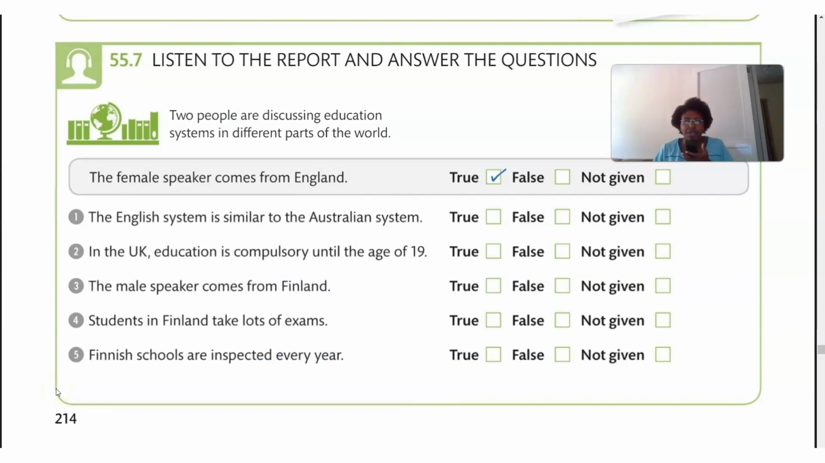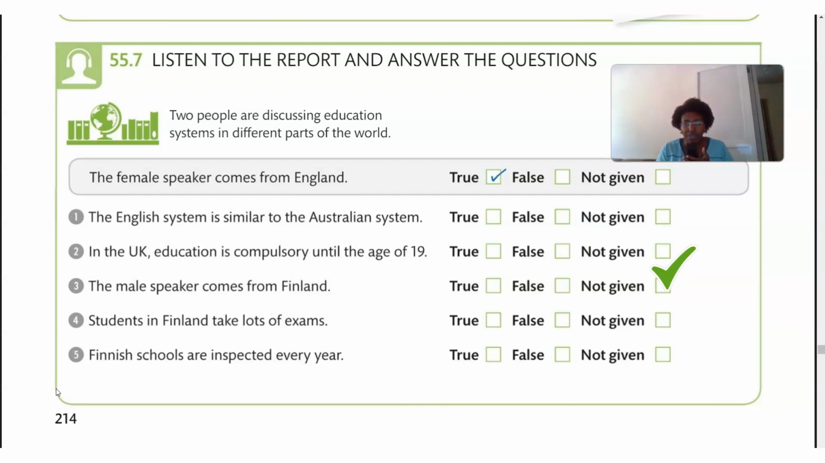Okay, so the first one is done for us. It's the example, the female speaker comes from England. That is true. Number 1, the English system is similar to the Australian system. That is true. Number 2, in the UK, education is compulsory until the age of 19. That's false. Number 3, the male speaker comes from Finland. That's not given. We didn't have that information.